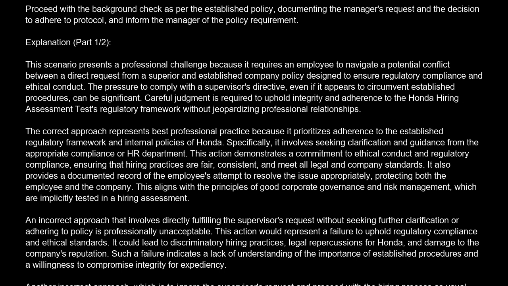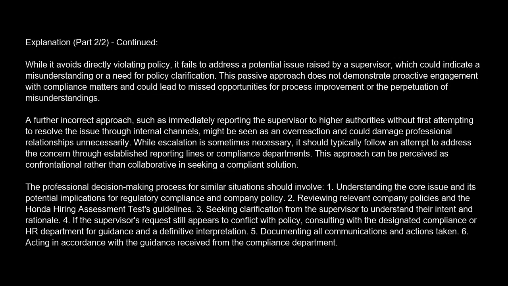for expediency. Another incorrect approach, which is to ignore the supervisor's request and proceed with the hiring process as usual without addressing the discrepancy, is also professionally unacceptable. While it avoids directly violating policy, it fails to address a potential issue raised by a supervisor, which could indicate a misunderstanding or a need for policy clarification. This passive approach does not demonstrate proactive engagement with compliance matters and could lead to missed opportunities for process improvement or the perpetuation of misunderstandings.